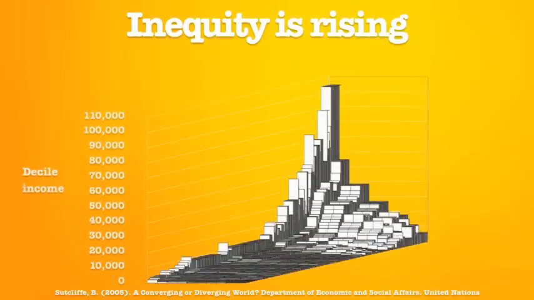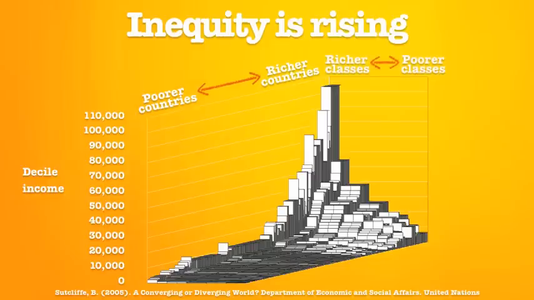This graph shows the income gaps both between nations and between classes within nations. There's evidence of inequities between poor and rich classes within low, middle, and high-income countries. So the rear corner of the graph represents the income of the richest 10% of the population of the wealthiest country, the USA, while the scarcely visible nearest corner of the graph represents the income of the poorest 10% of the population of the poorest country, Sierra Leone.